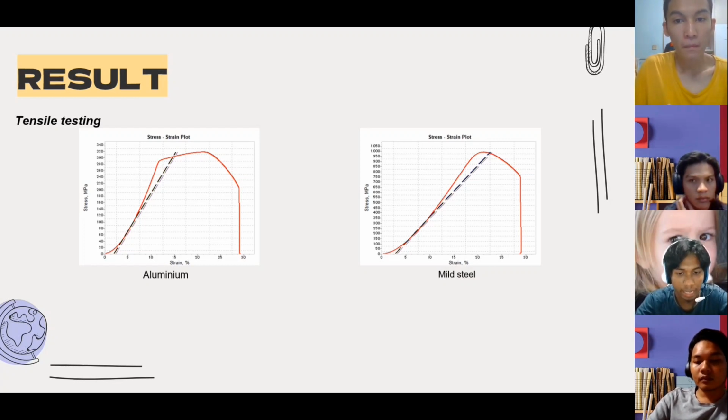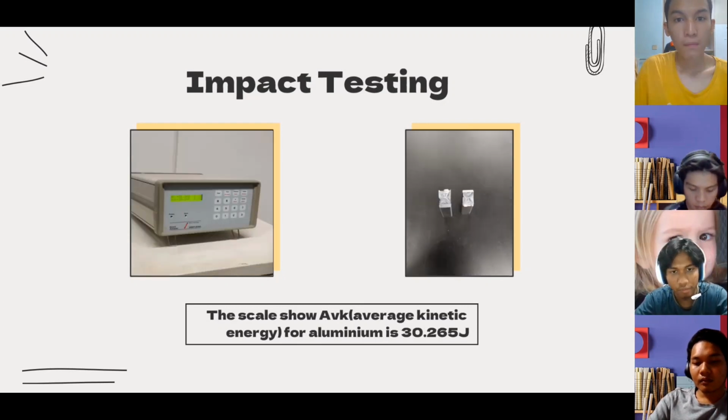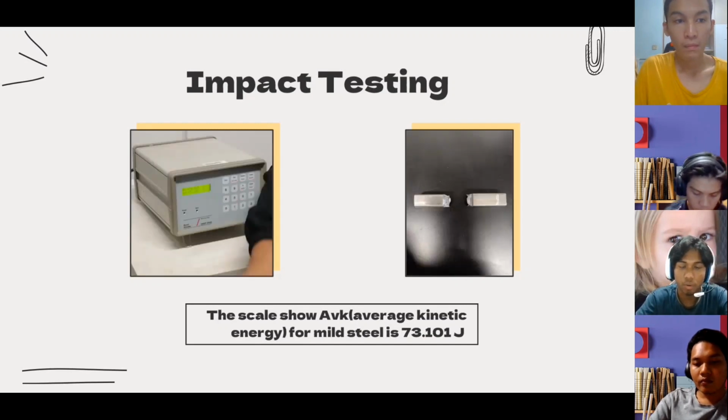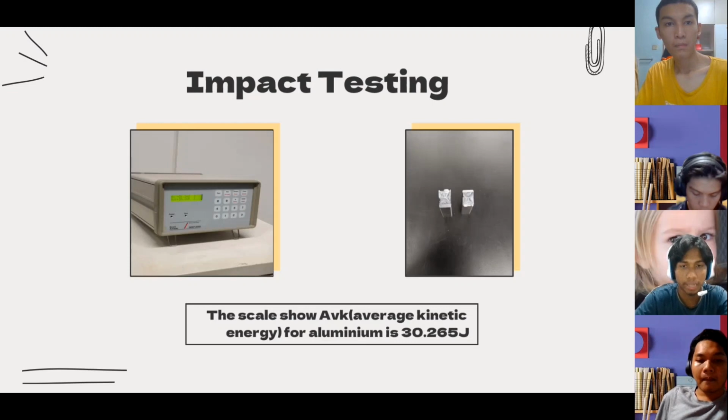So for that inference, we can also use the impact testing. For the impact testing, this scale shows that the average kinetic energy for the mild steel is 73.101, and the average kinetic energy for aluminum is going to be 30.265. Therefore, we can conclude that mild steel has higher tensile and impact strength compared to aluminium due to its density.